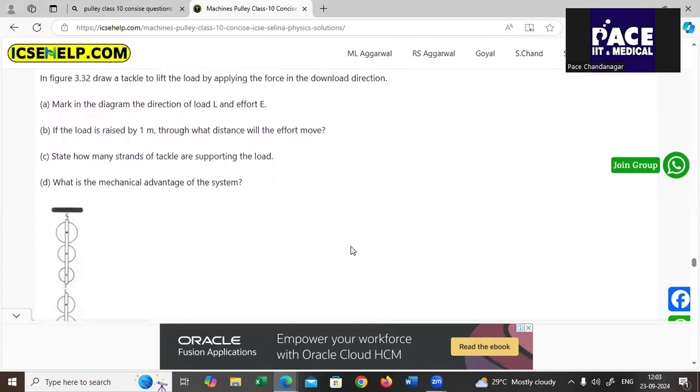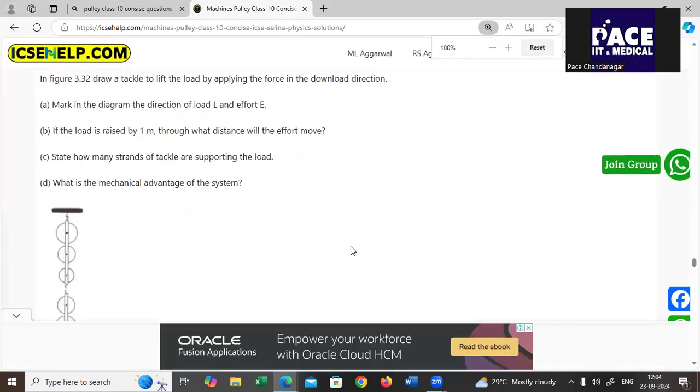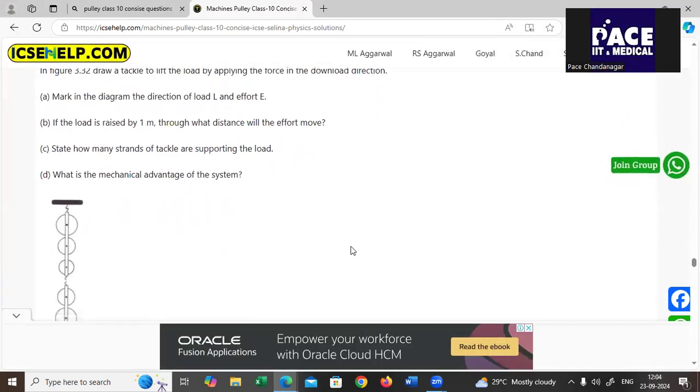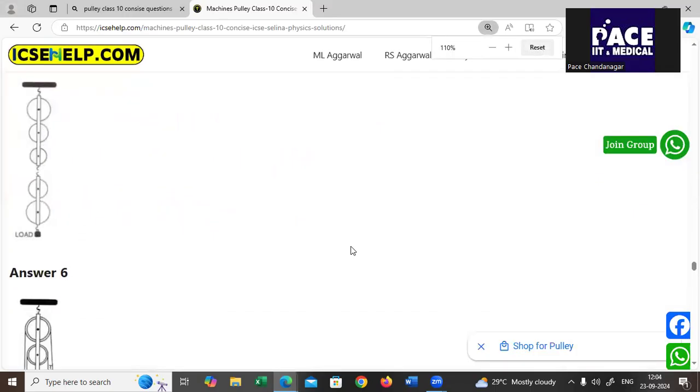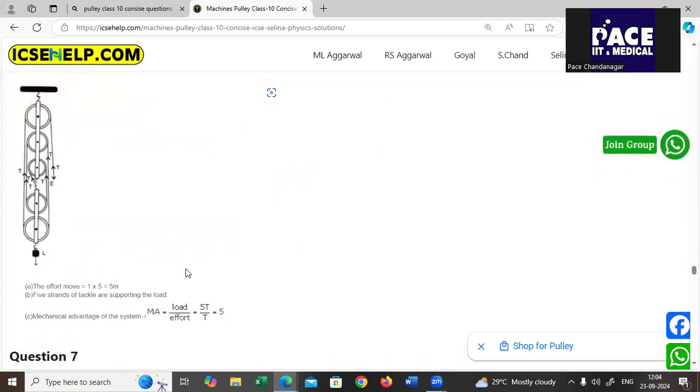Question number 6, as you can see, there is a block and tackle to lift the load, applying the force in the direction. Mark in the diagram the direction of the load and the effort. As we have to finish up the figure, upward you have 3 pulleys in the system and downward you have only 2 pulleys in the system. See, this is how we can show the effort. We have to lift the load in the downward direction.